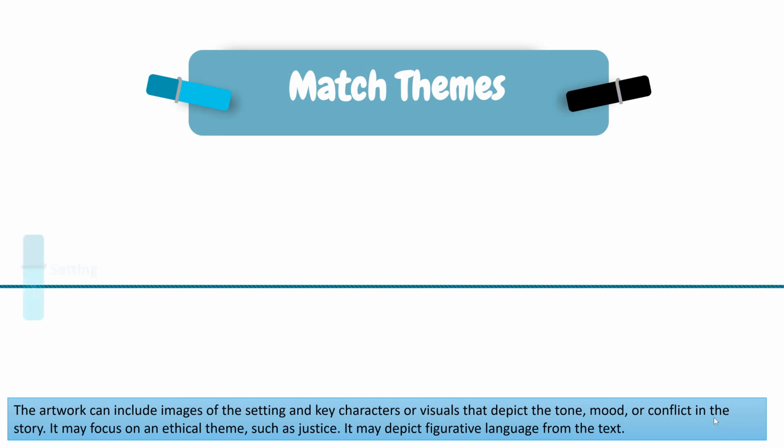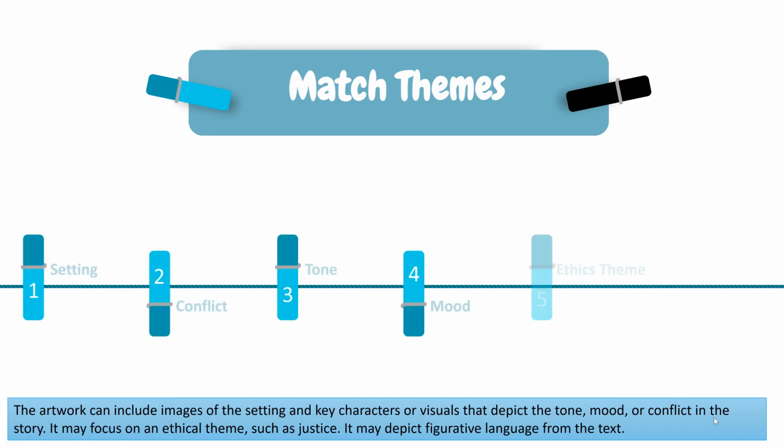The artwork can include images of the setting and key characters or visuals that depict the tone, mood, or conflict in the story. It may focus on an ethical theme such as justice. It may depict figurative language from the text.